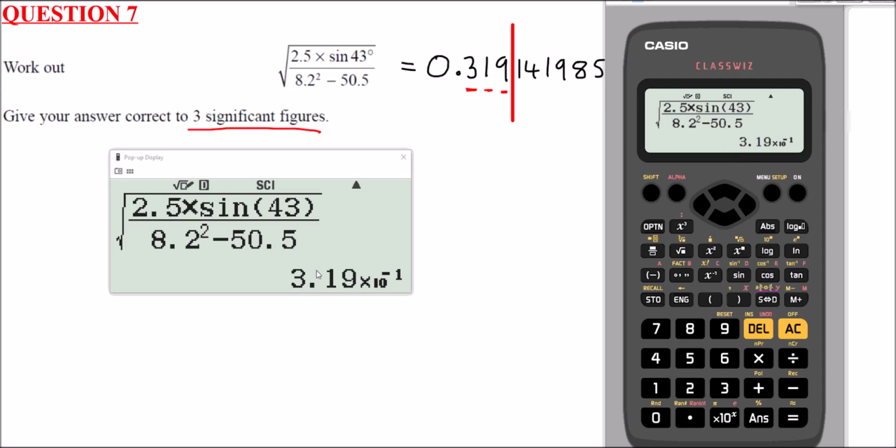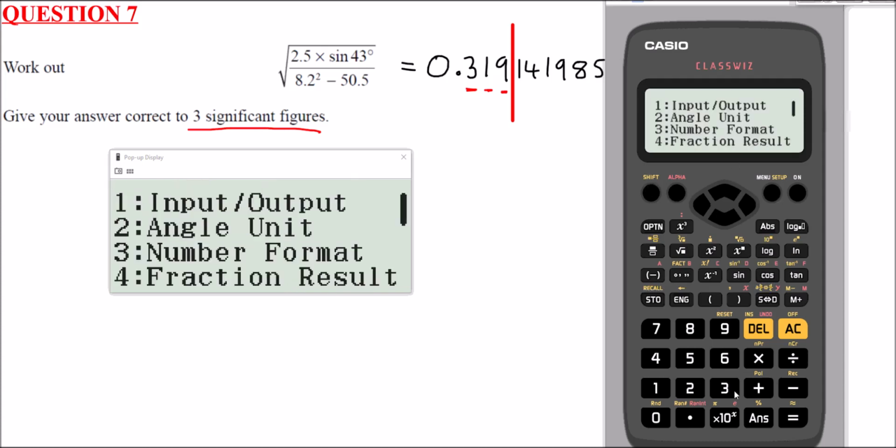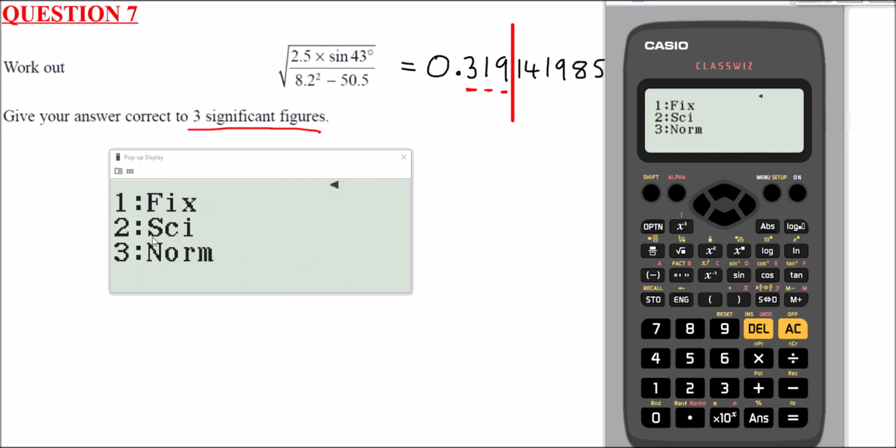But the 3, 1 and the 9, as you can see, they are the 3 significant figures. So that's a very nice tip that basically tells you the numbers you're going to pick are just the 3, the 1 and the 9 and no more than that. To get back to normal mode, by the way, we press Shift Menu again, number format, go to Norm, and I prefer normal mode 2.